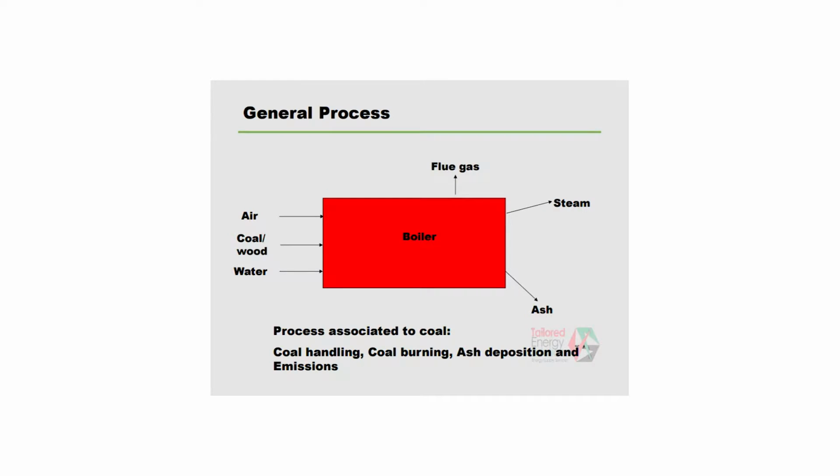Let's talk about the general process in the boiler. This is a really hot boiler, right? And what is the input? First of all, we have water going into the boiler, and coal or wood, which is the fuel, going into the boiler, and then air. That's the input, the balance. Output, of course, is steam from the water, ash from the fuel, and flue gas getting out of the process. So that process is always associated with coal handling, burning, ash deposition, and emission.